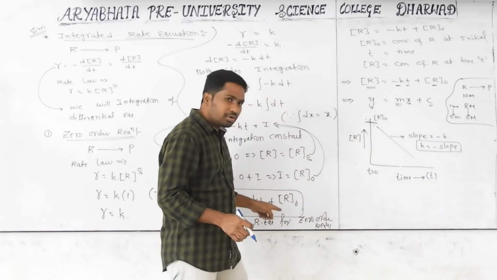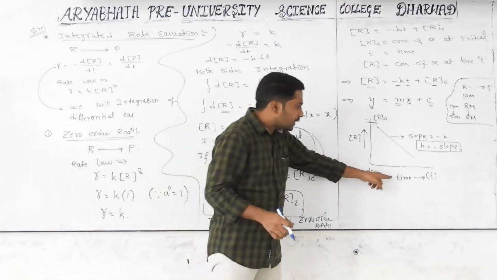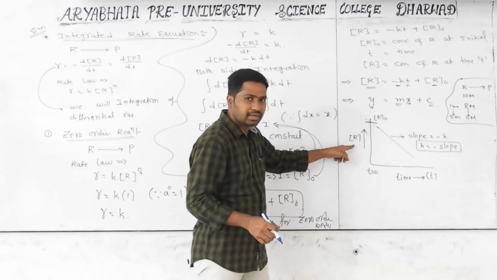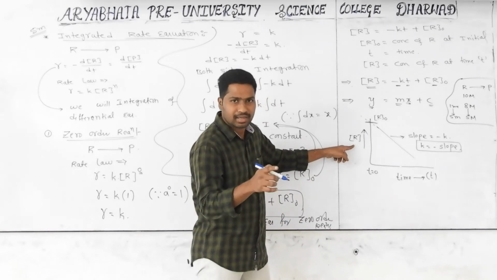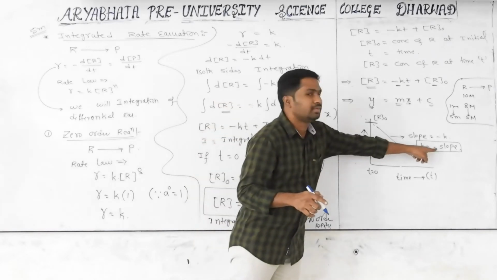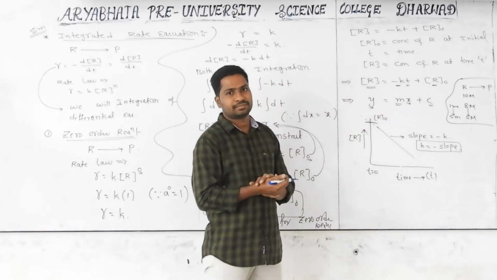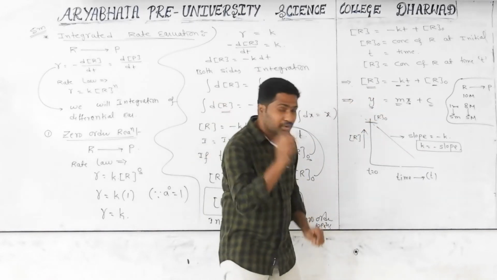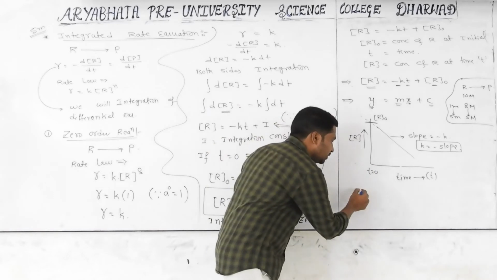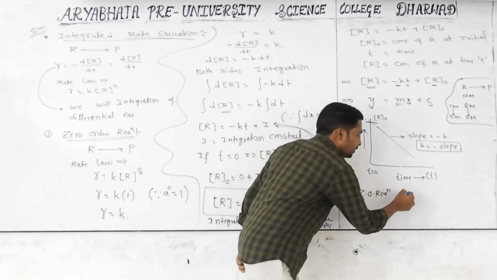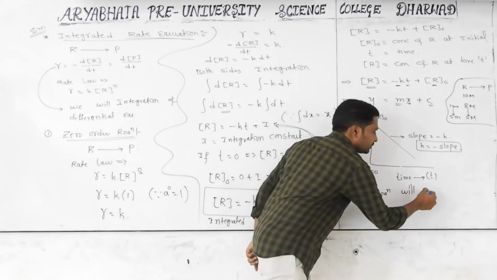Under a zero order reaction, if you plot a graph between time versus concentration of the reactant, we get a straight line with a negative slope. So m is nothing but minus k. Are you getting that? Yes, here one important point is there: this zero order reaction will end after some time.